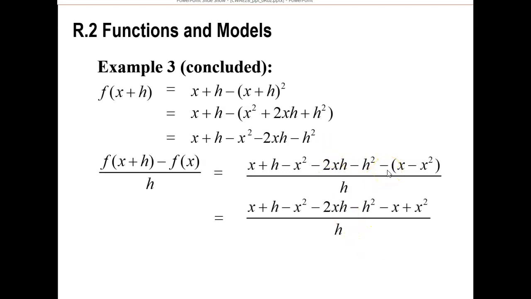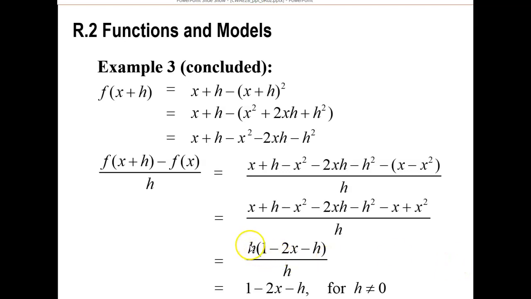Next step is to distribute the negative sign. So we're going to distribute the negative sign through the parentheses right here. Minus x, that turns this to plus x squared. Then we're going to clean up the numerator. So notice the x's cancel out, the x squares cancel out, and you'd be left with just the h minus 2xh minus h squared. So what they've shown here is with those terms being the only ones left, because this term is gone, as are the last two, they factored the h out of what's left, leaving 1 minus 2x minus h. And then this h was still on the bottom.